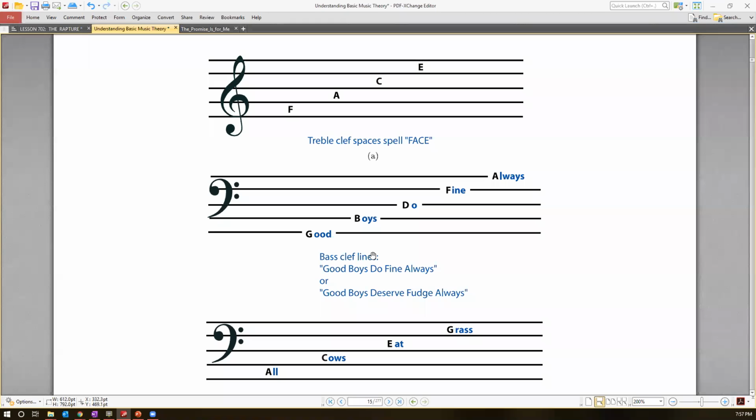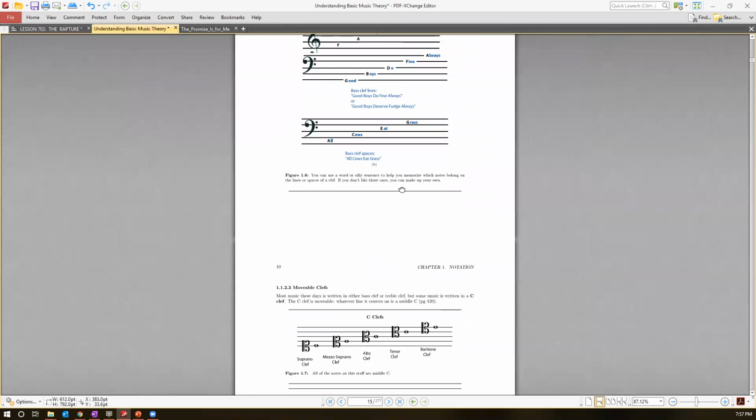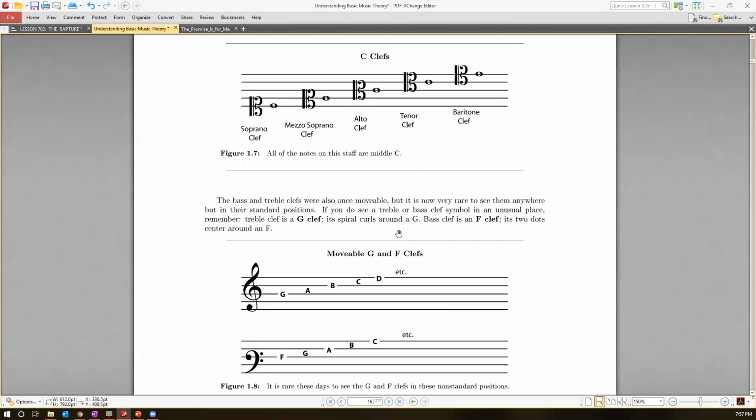The bass clef: Green birds don't fly away. Good boys deserve fudge always. Good boys do fine always. That's for the line. Then for the space, all cows eat grass. That's just general. Always have this. Okay. All right. And then we have the alto and treble clefs, which we have discussed.